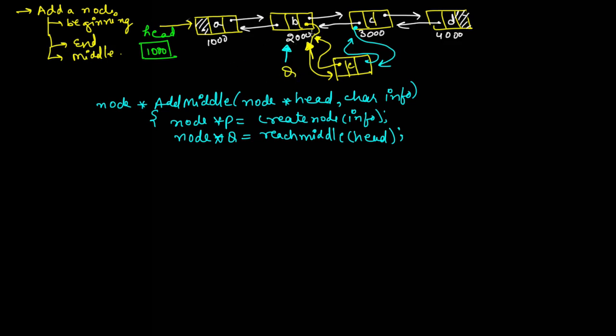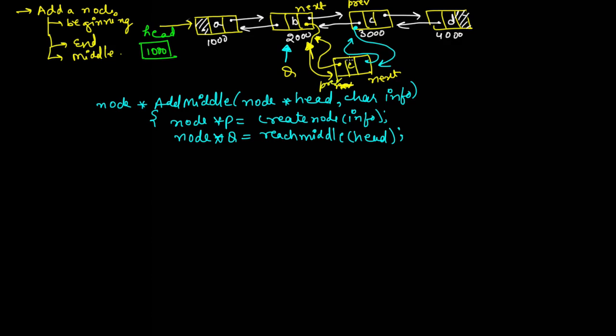After reaching this position, your work is very simple. You have to perform these 4 tasks. Let me just write this. For every node, this is the next part, and this is the previous part. Here also, this is the next part, and this is the previous part.